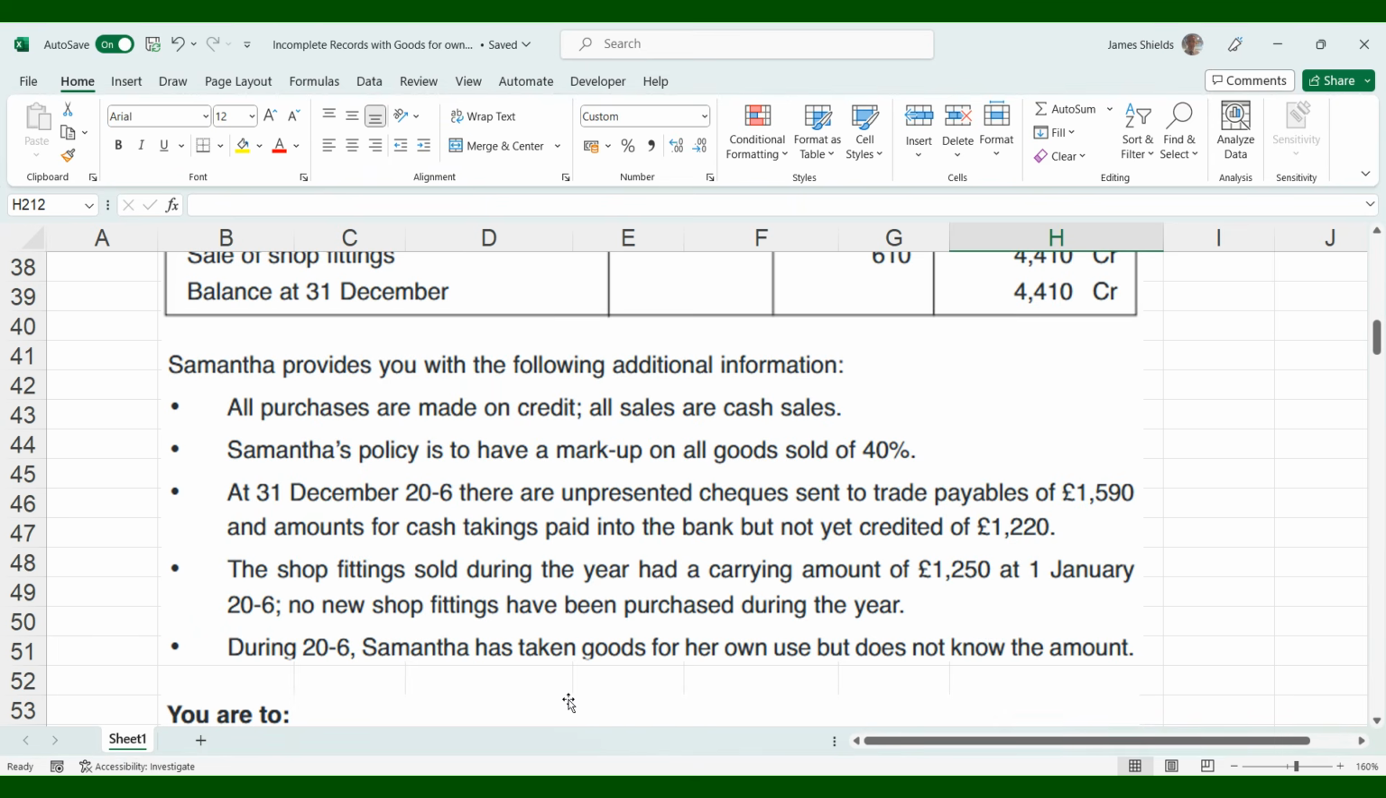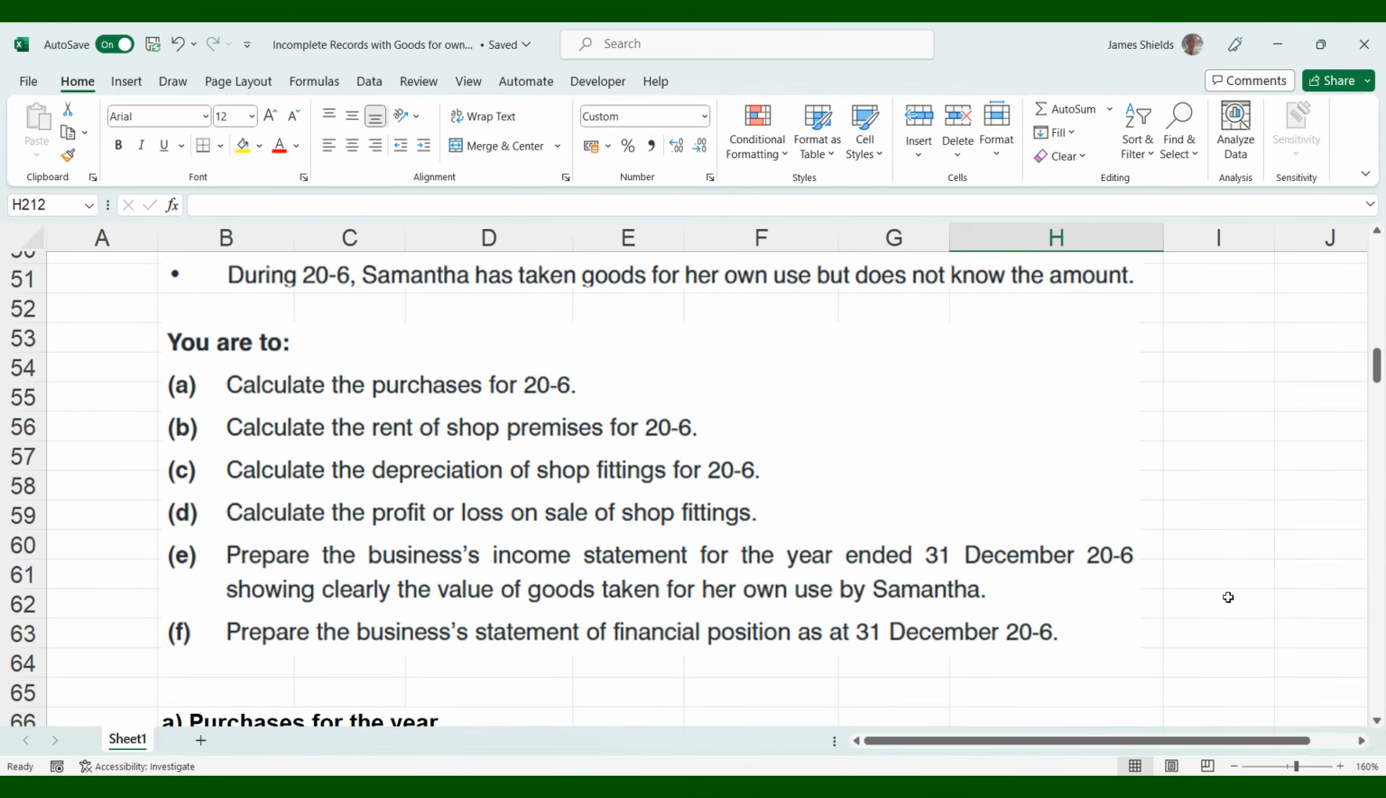And finally, during 2016, Samantha has taken goods for her own use, but does not know what the amount actually is. Now, we've got a few things to find out here. We've got 6 different tasks. First one's A: calculate the purchases for 2016. B: calculate the rent of shop premises for 2016. C: calculate the depreciation of shop fittings for 2016. And D: calculate the profit or loss on sale of shop fittings.